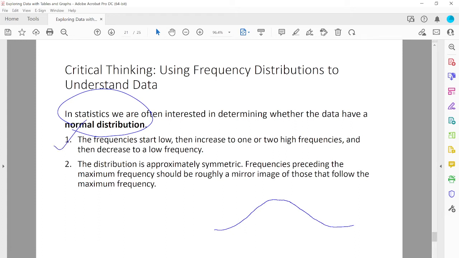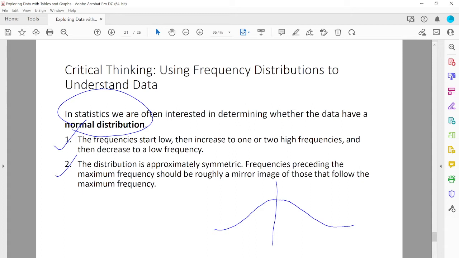There are two properties the data should satisfy. The distribution is approximately symmetric. As you can see here, this distribution is approximately symmetric. Both sides look very symmetric. So that's called a normal distribution.